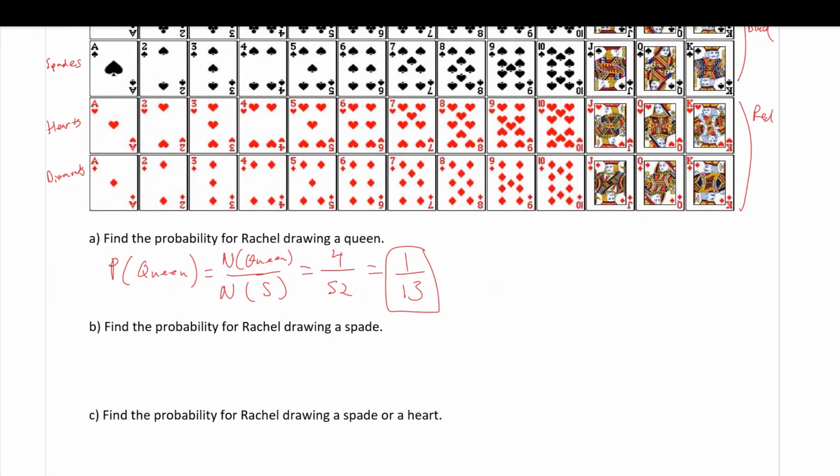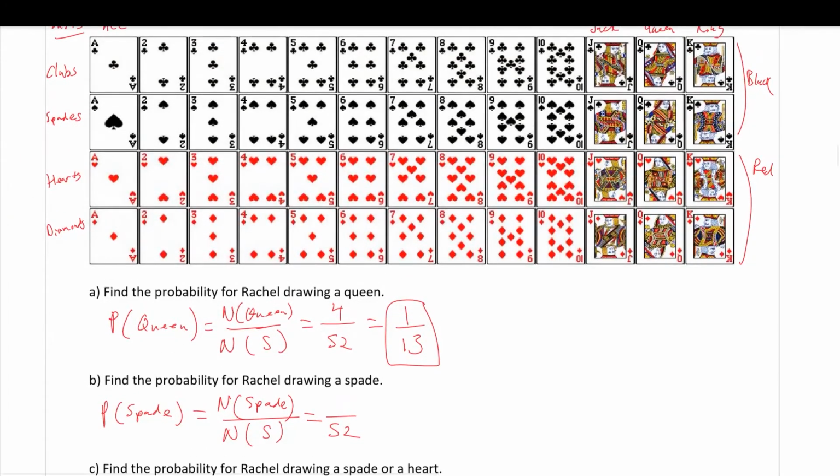Find the probability for Rachel drawing a spade. Okay, so probability of a spade. Well, that's the number of spades over the number of cards, which again is a deck of 52 cards. Number of spades, well, that's that second row right there. And for each suit, there are 13 cards. So there are 13. As you may imagine, just because there's 4 rows of equal size, it should be 1 in 4, right? So 13 does actually go into 52 4 times. So 1 in 4.